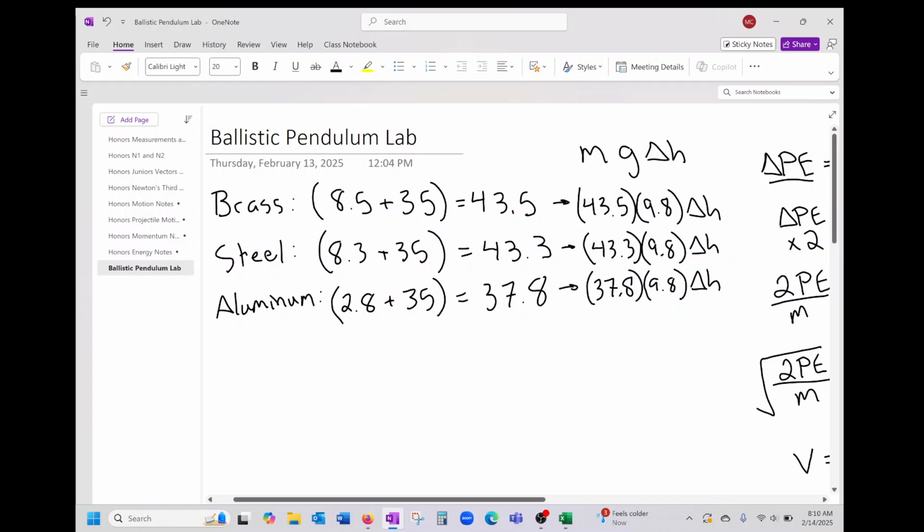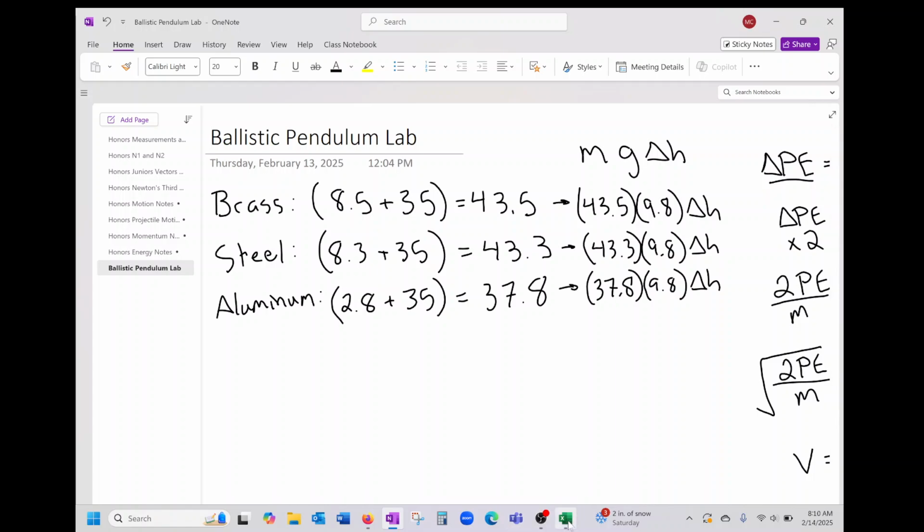And because it would be very tedious to do all of our math by hand, I'm going to show you how to use Excel to do the work for you. So the 3 formulas that we're going to need are 43.5 times 9.8 times the height, and then 43.3 and 37.8 times the height.